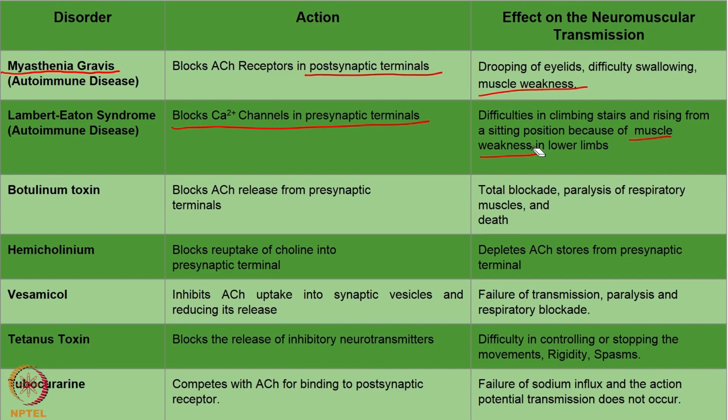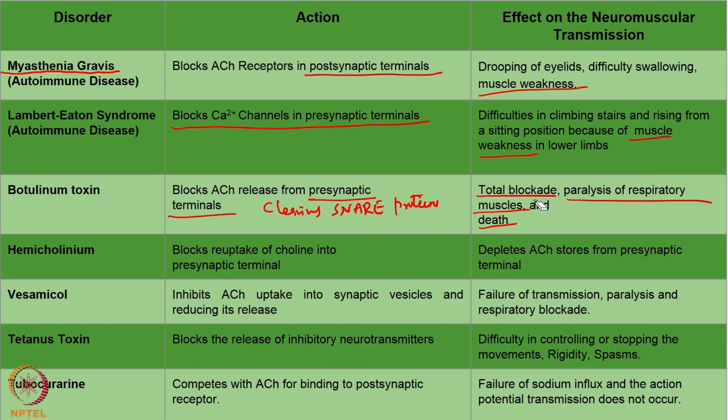Then there is botulinum toxin. Botulinum toxin essentially prevents the release of acetylcholine from the presynaptic terminal. How? By cleaving the SNARE proteins, essentially preventing the docking proteins synaptobrevin and syntaxin from fusing to the membrane and releasing acetylcholine into the cleft. It leads to total blockade, paralysis, as in flaccid paralysis, and death.